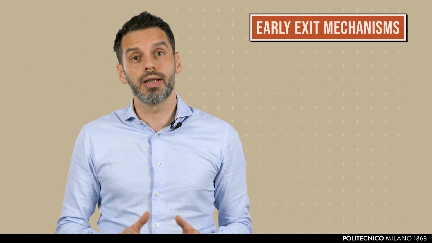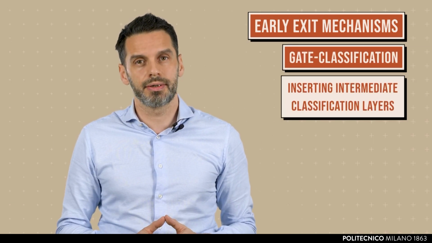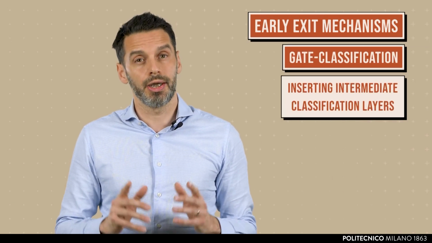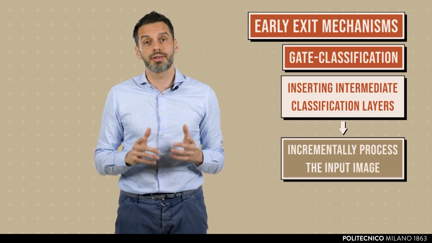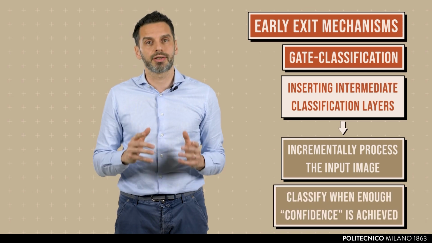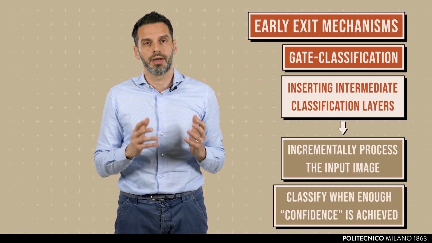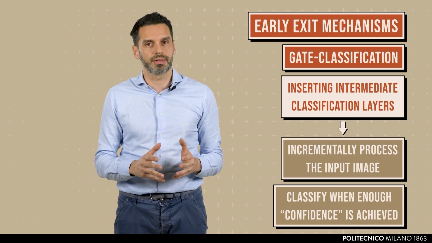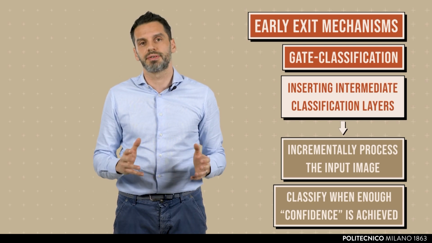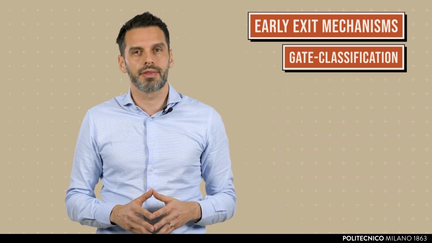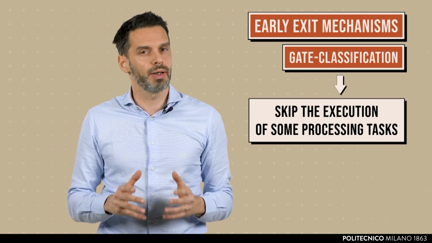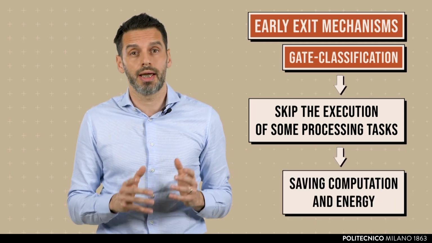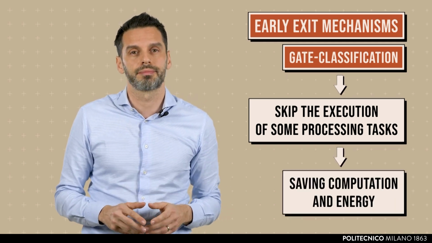This is where early exit mechanisms, also called gate classification, come into play by inserting intermediate classification layers into the deep hierarchical architecture. The goal is to incrementally process the input image and classify it as soon as enough confidence is achieved. Here, the confidence is measured, for example, as the posterior probability of the classification. Thanks to these early exit mechanisms, we can skip the execution of some processing tasks when not needed, hence saving computation and energy in the IoT scenario.